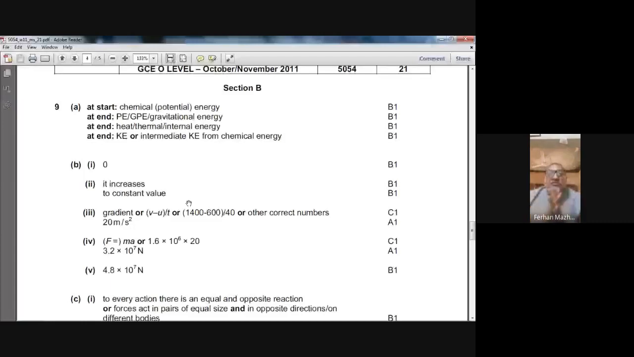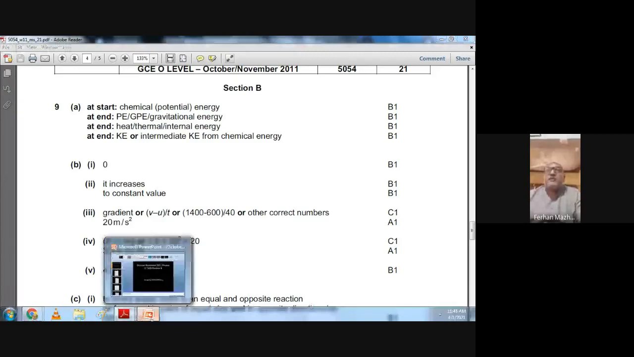Now the marking scheme is showing on your screen. There are 4 marks, and at the start there is chemical potential energy. At the end we will have the gravitational potential energy. At the end we will also have thermal energy, or we call it the heat energy or internal energy. And somewhere in between you should mention the kinetic energy. So this is the marking scheme and the distribution of the 4 marks.